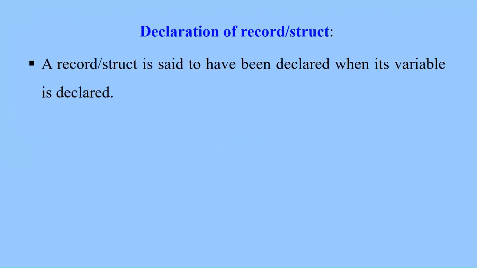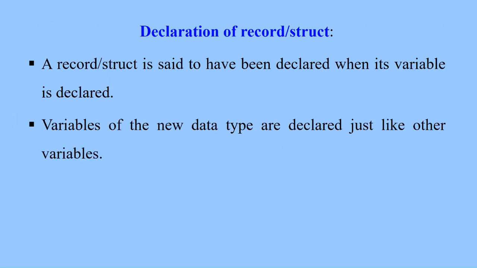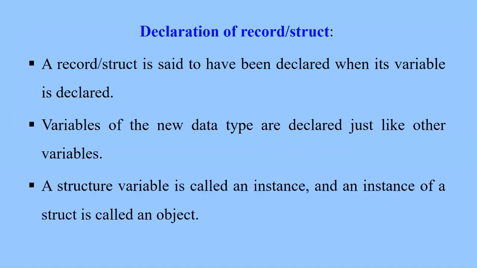So how do we declare a record or a struct? After having defined the record or the struct, we have to move on and declare it. A record or struct is said to have been declared when its variable is declared. Variables of the new data type are declared just like other variables. A structure variable is called an instance, and an instance of a struct is called an object.